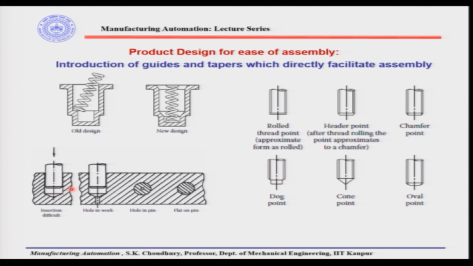Here are some examples. For example, this insertion is difficult because it is blind here, and sometimes a small hole is made so that the insertion can be facilitated, all right, or there could be a flat here. This is the hole in the pin or flat in the pin, okay. So, this will facilitate the assembly.